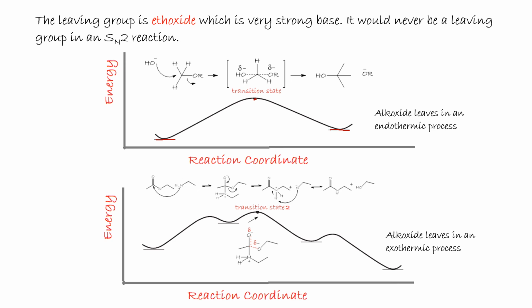In the acyl substitution, alkoxide leaves in an exothermic reaction. Here is intermediate 1 and here is intermediate 2. The transition state 2, where the alkoxide starts to break. So it's an exothermic second step with a reactant-like transition state. The bond of alkoxide has just begun to break in the transition state.